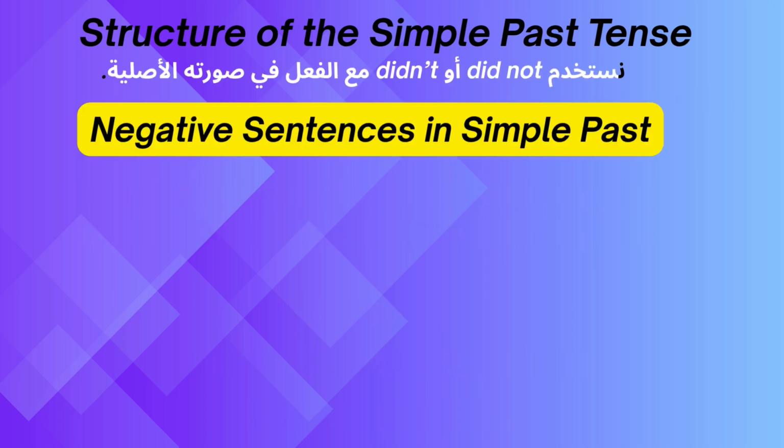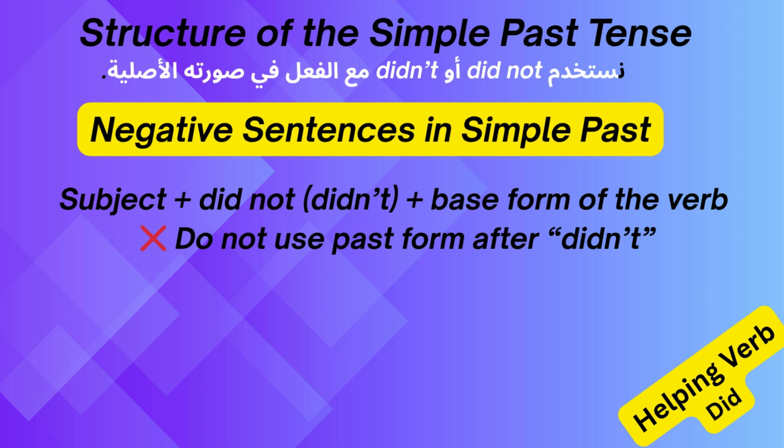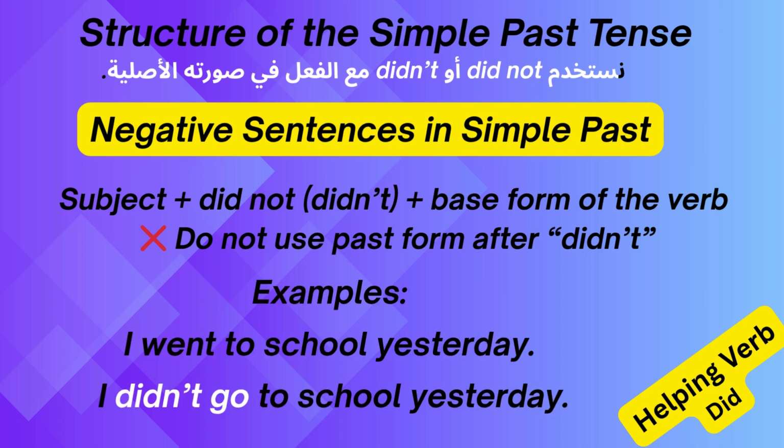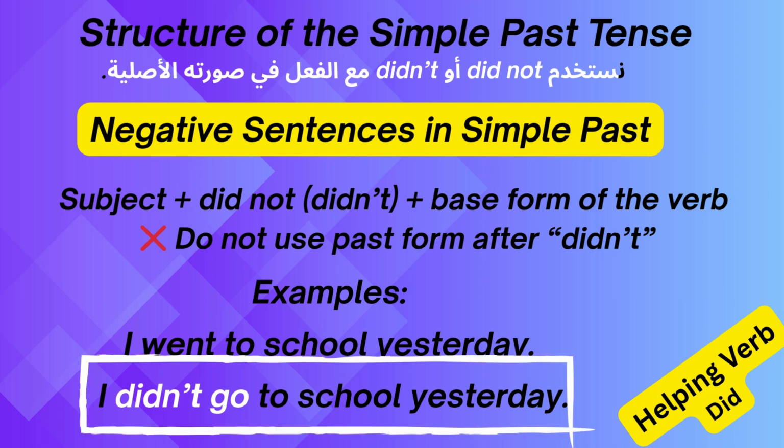How to make a negative. To make negative sentences, we need a helping verb. We use did as a helping verb. For negatives, we use did not, didn't, plus base form of the verb. Do not use the past form after didn't. Examples: I went to school yesterday. I didn't go to school yesterday. Go, not went, because did already shows the past.